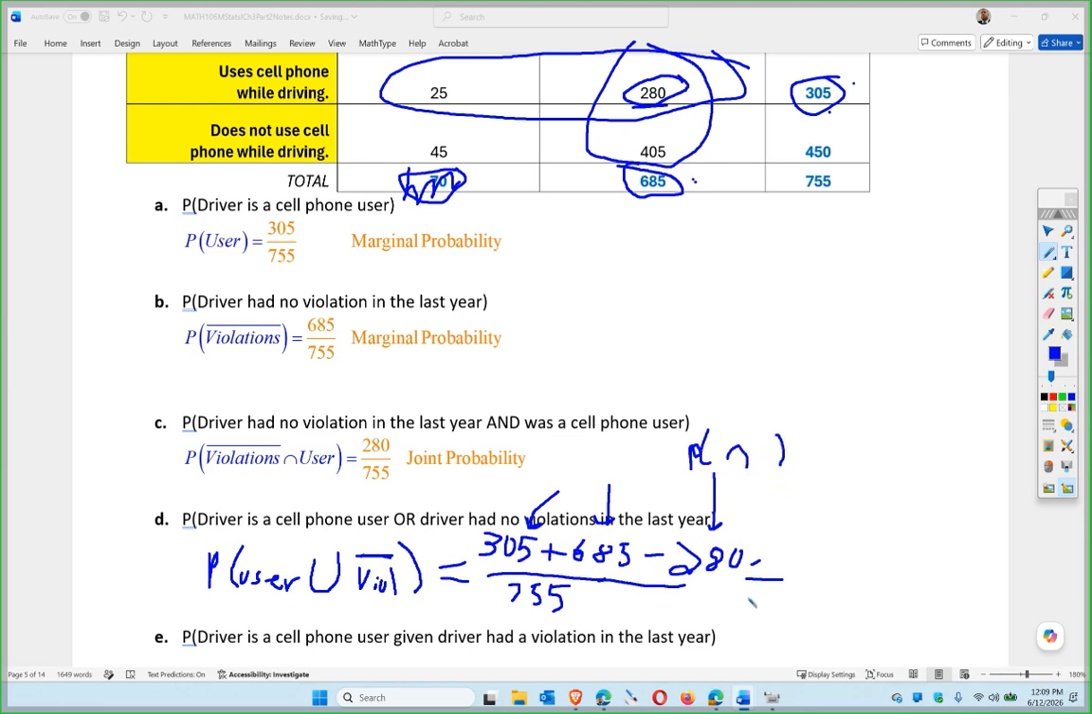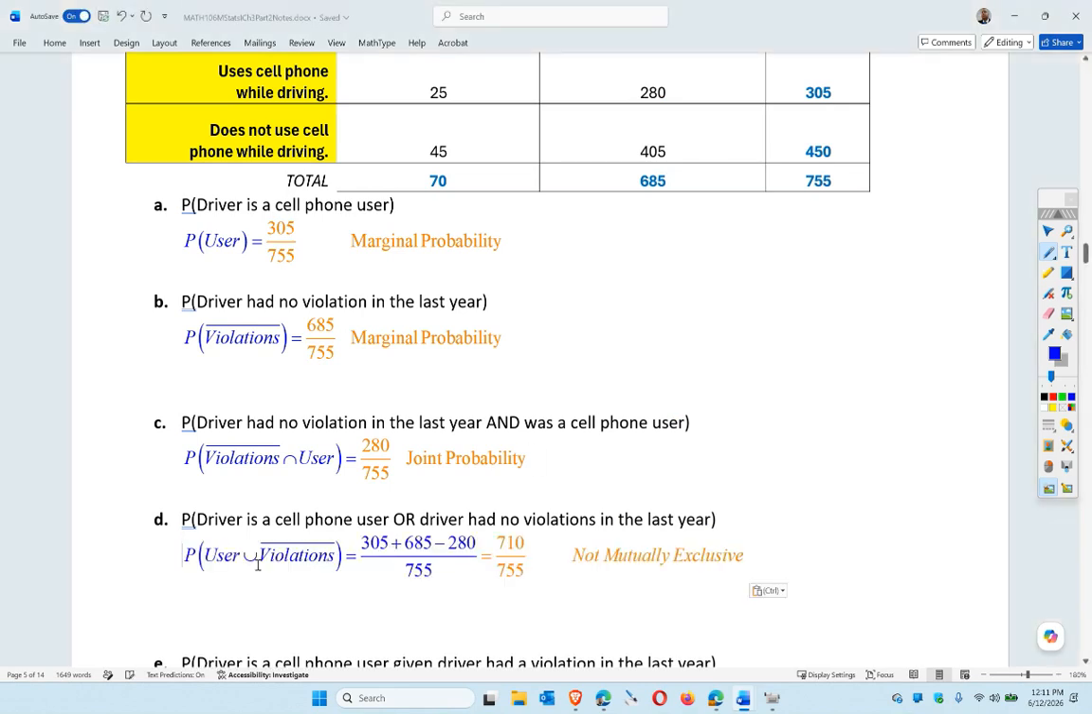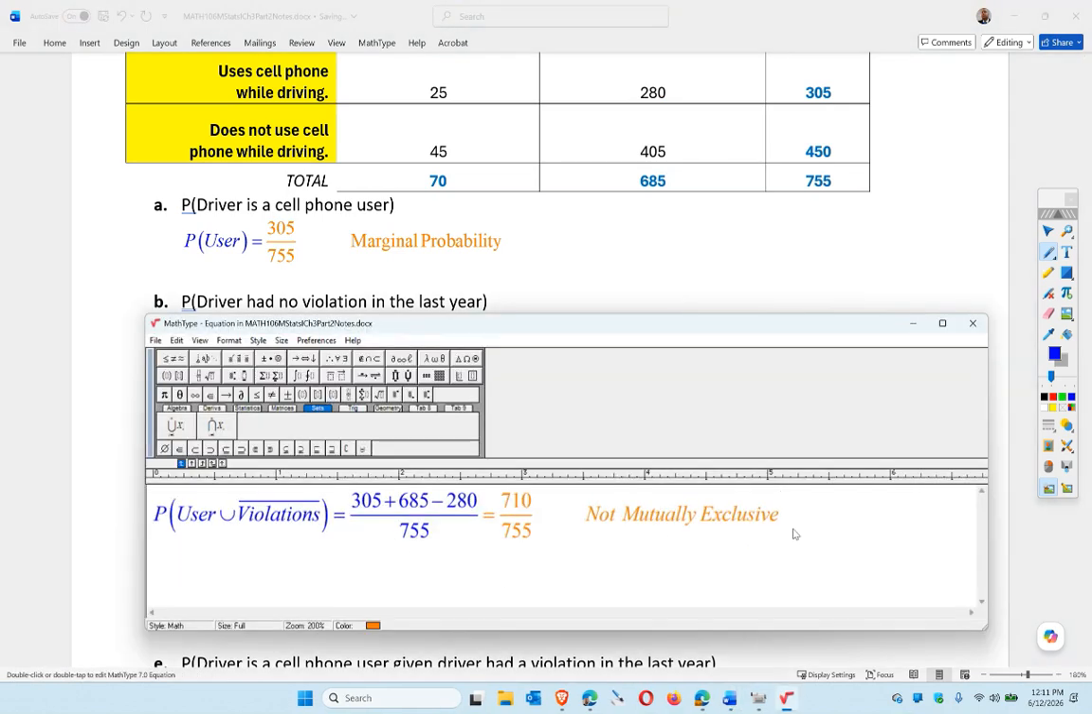Okay, so if I add these up, I'm going to get, what, 710 out of 755? And clearly these are not mutually exclusive because you can be both at the same time, right? If it was 0, you couldn't be both at the same time. Okay, so these are not mutually exclusive events.